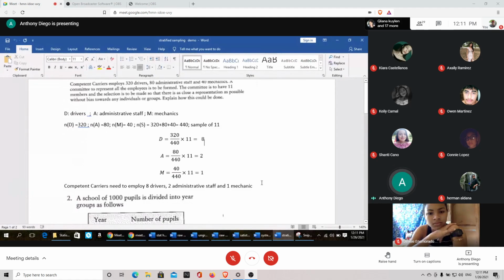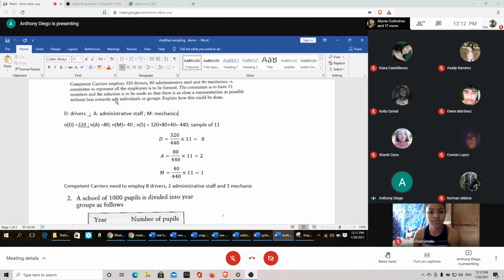Now, the first example that they gave here said that Competent Carriers employ 320 drivers, 80 administrative staff, and 40 mechanics. A committee to represent all the employees is to be formed. The committee is to have 11 members, and the selection is to be made so that there is as close a representation as possible without bias towards any individual or groups. Explain how this could be done.